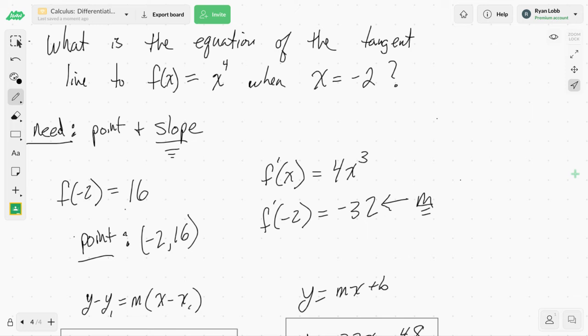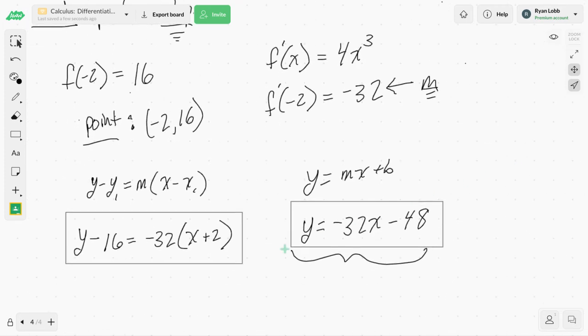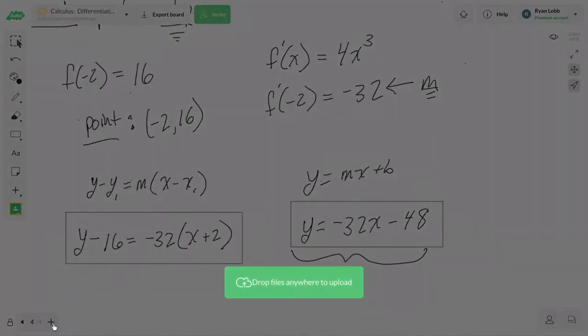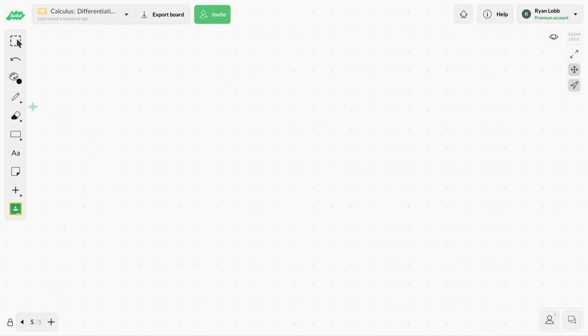Okay, moving right along here, we have the equation of a tangent line. Finish that one up. Let's move on to another rule here, which is called the constant multiple rule. The name's not really important, but we'll put it down anyway.